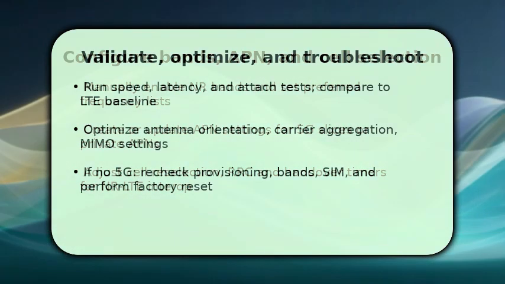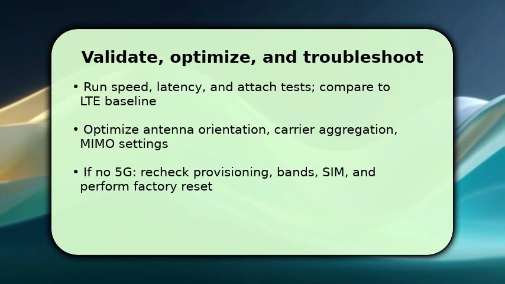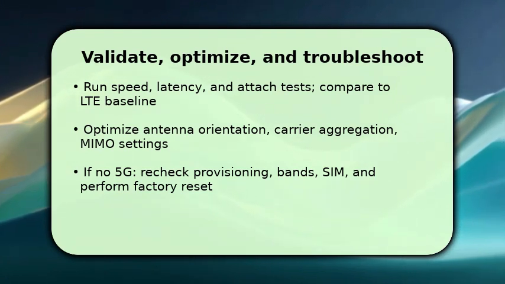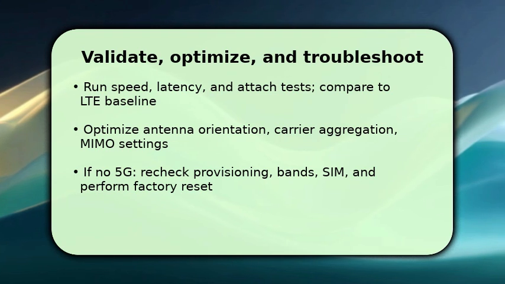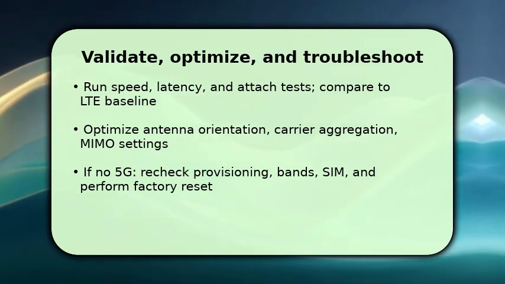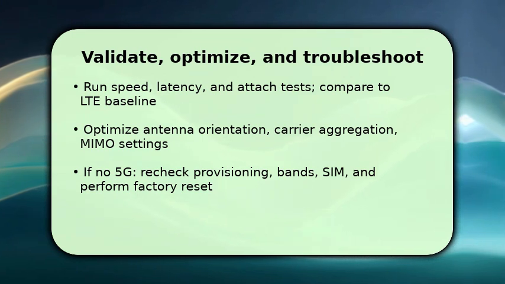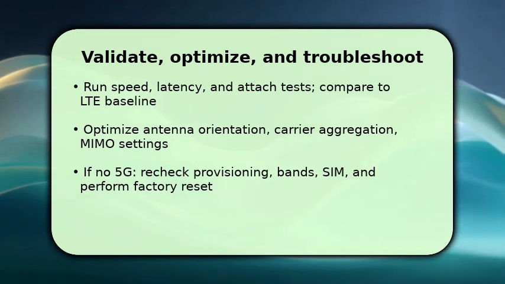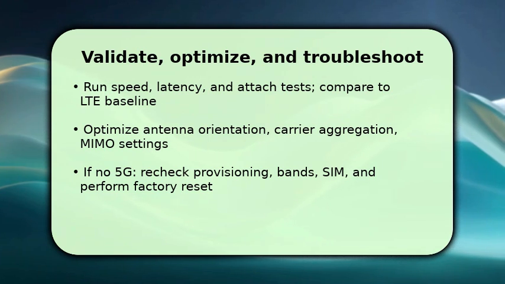Run throughput and latency tests and verify NR attach type. You want to compare results to your LTE baseline so you can confirm improvement. Next, optimize RF. Reposition antennas, enable carrier aggregation and MIMO where supported, and tune transmit power within regulatory limits.